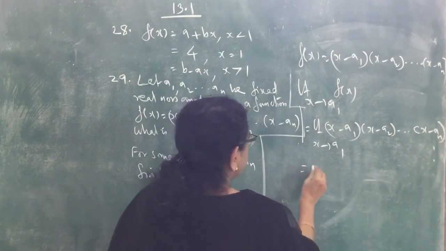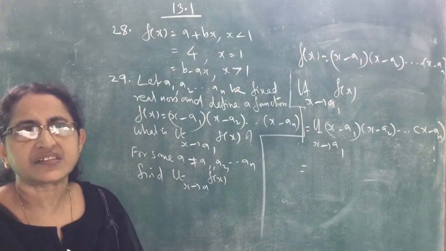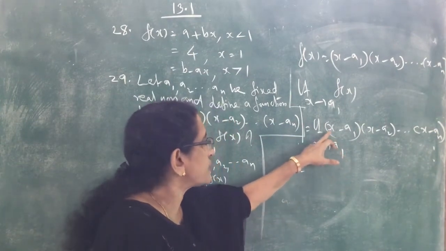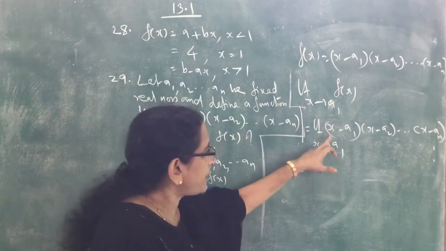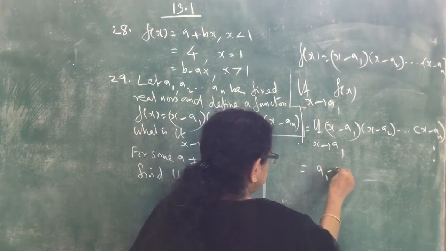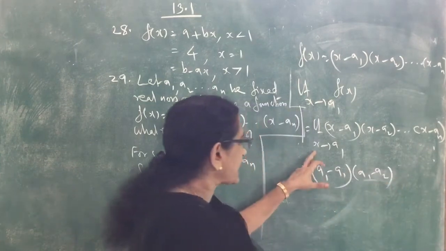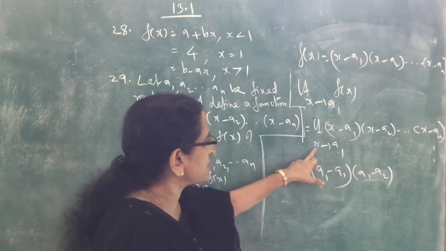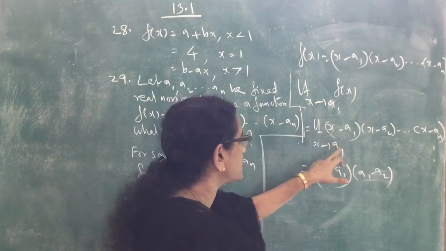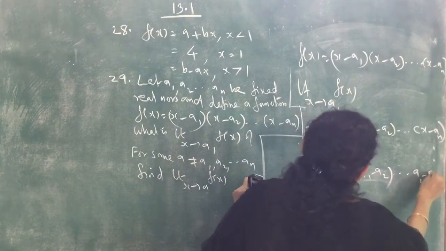Now we know in the evaluation of a limit, the first method is to substitute in the place of x, with x tends to a1. That means in the place of x, we have to substitute a1. So here a1 minus a1 into a1 minus a2, and so on, everywhere a1, etc. a1 minus an.